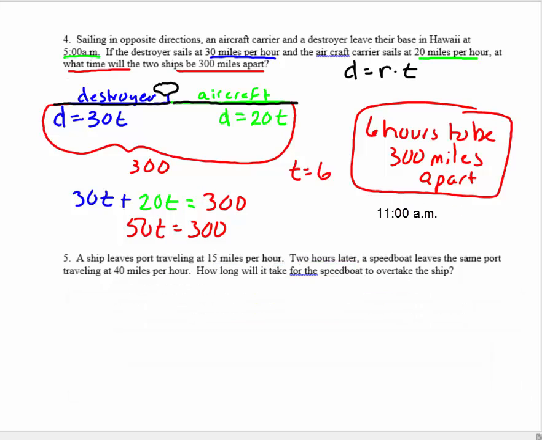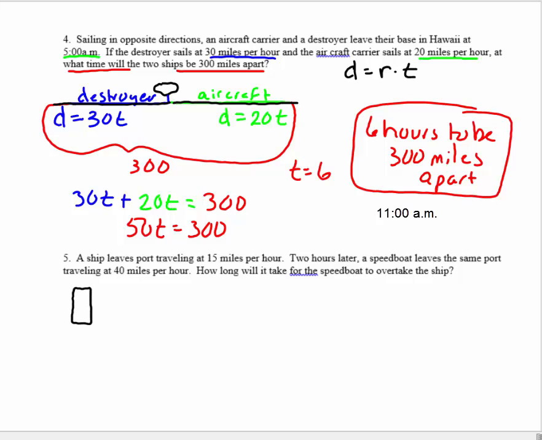So number 5. A ship leaves a port traveling at 15 miles per hour. 2 hours later, a speedboat leaves the same port traveling at 40 miles per hour. How long will it take for the speedboat to overtake the ship? So this is a little bit different than the previous problem because they did not leave at the same time. They're also not going in different directions. They're going in the same direction.